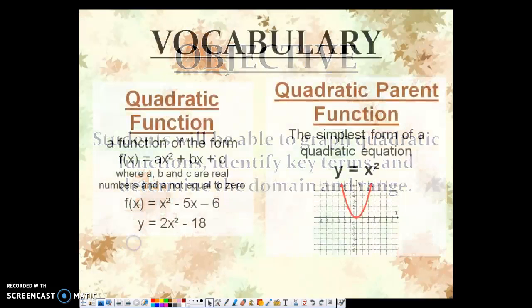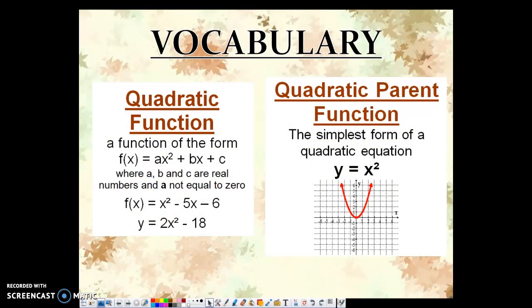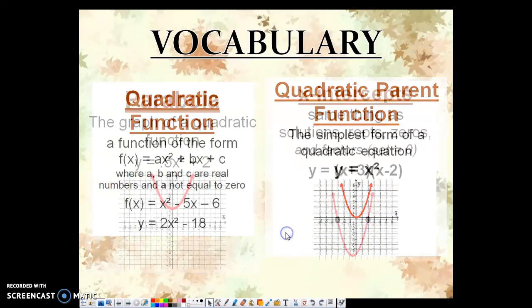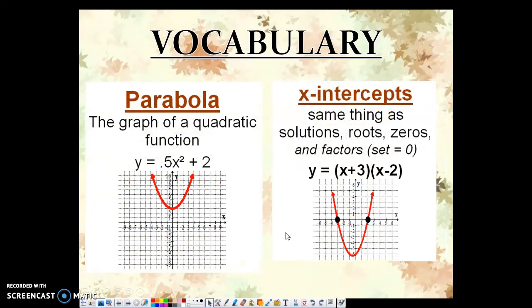Okay, so let's go through some vocabulary. Quadratic function. Remember, it's anything with an x squared. Anything that has that x squared is probably going to be a quadratic function if it doesn't have anything higher. This is the quadratic parent function, y equals x squared. Before you add anything to it, this is what it looks like. Now, a parabola, that's the shape of your quadratic function. It's this little U shape here that's called a parabola.